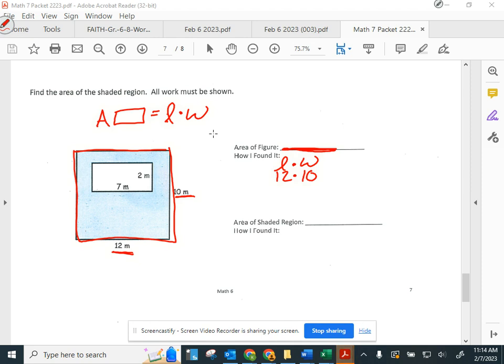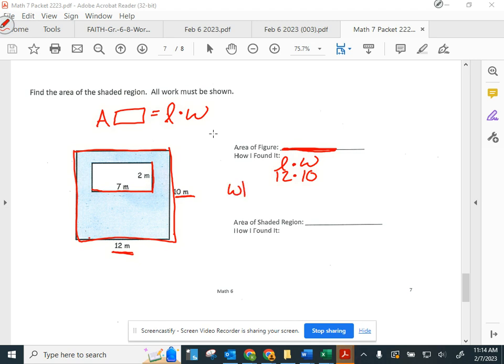Then it says the area of the shaded region. How do I find that? How do I find just the shaded part? So that means I don't want the white rectangle. I know my measurement for my white rectangle, and I know it for the big one, but I don't know the shaded because it's a goofy shape. Any guess what we have to do, Isabel? Taya? You have to subtract the small one from the big one. We have to subtract the white rectangle from the large rectangle.